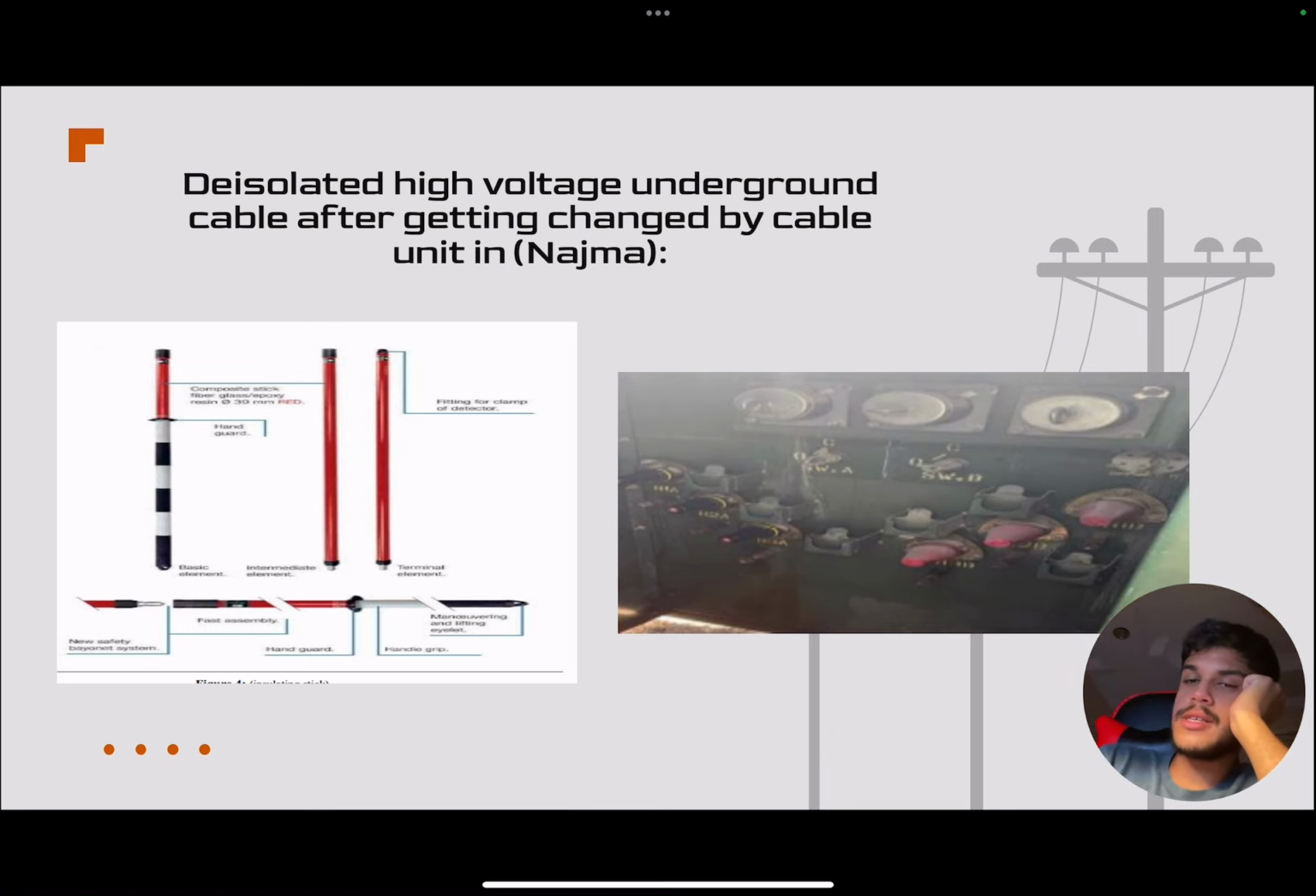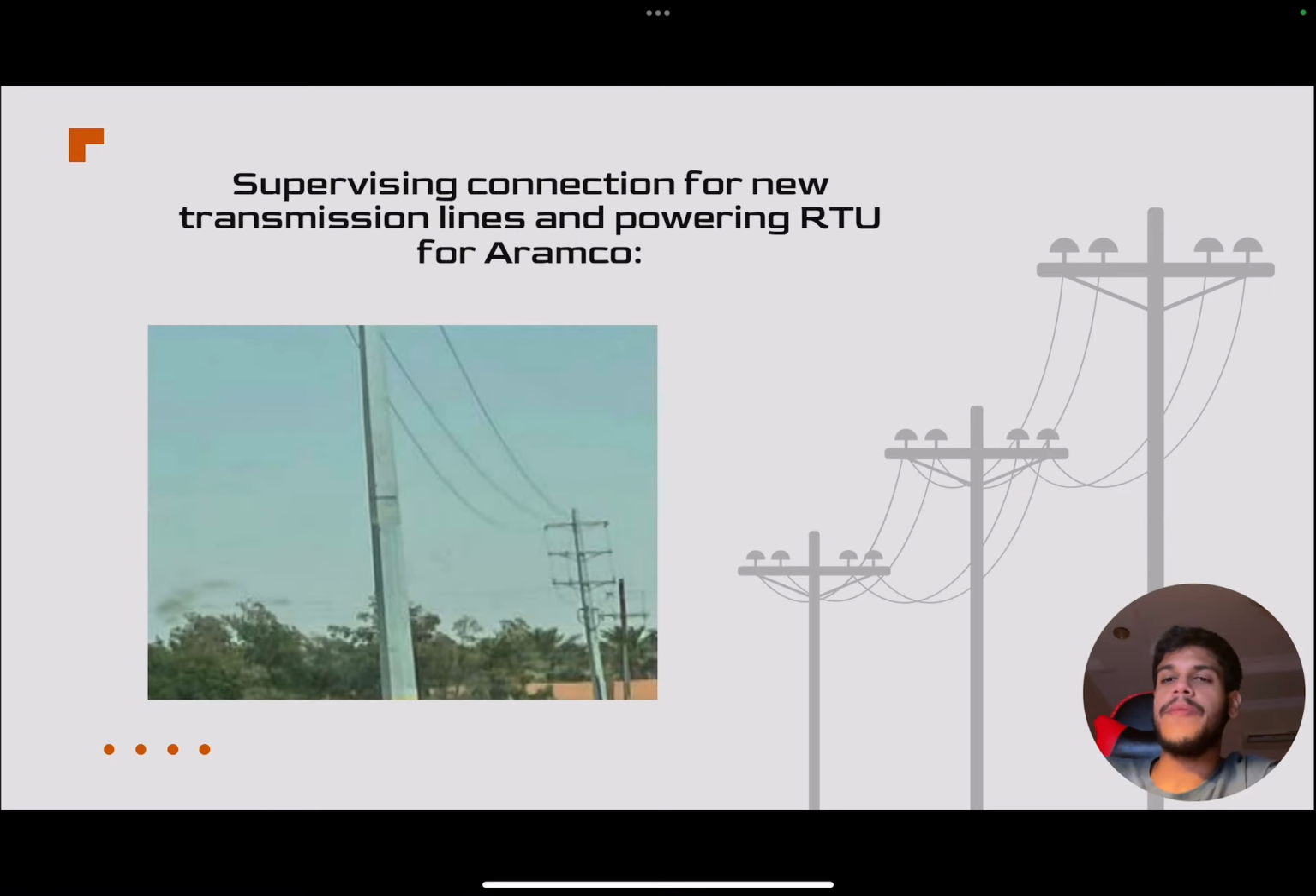The third major task I have done is de-isolating a high voltage underground cable after the power line cable unit changed it. Basically, there was a problem in one of the phases in the underground cable. After the cable unit solved the problem, we were responsible for re-energizing the transformer, and we energized it again using an insulation stick.